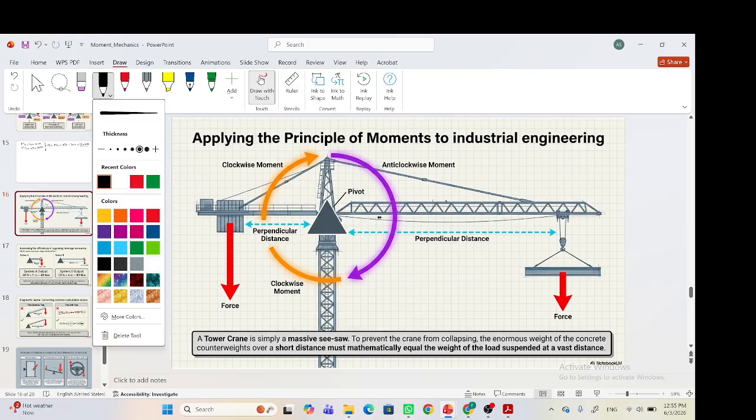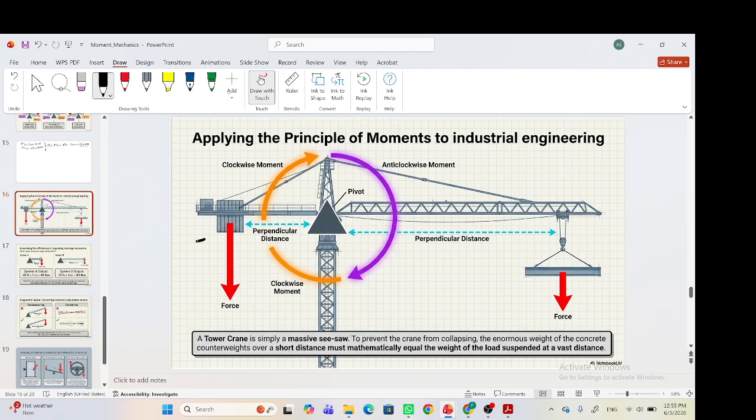Okay, so how can they make a balanced situation? Here, if we call this F1, they put a very heavy box, a heavy weight, in this position.